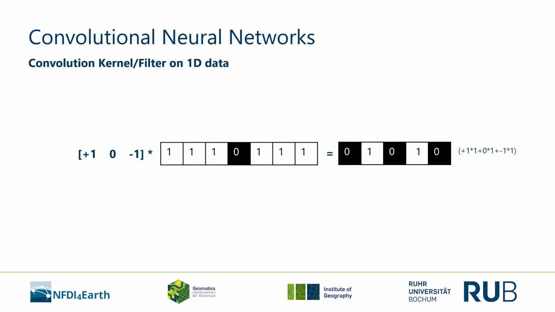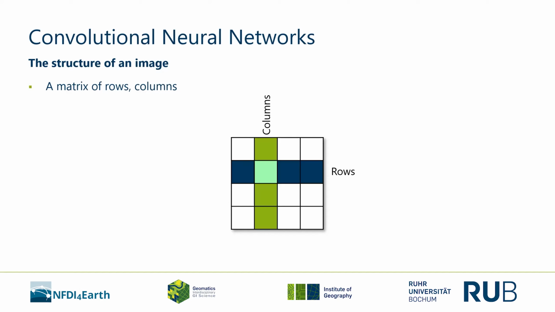You might have noticed that the final output of this convolution is smaller than the input data. This is due to the filter, which only returns a single value for each position. So let us take a look at images now.